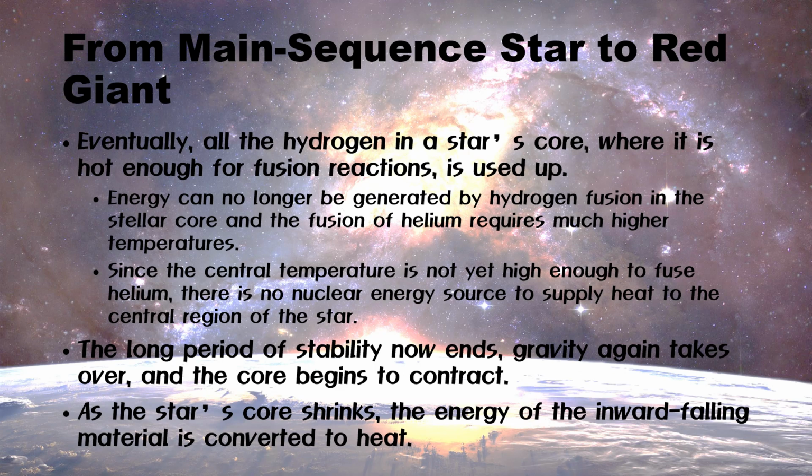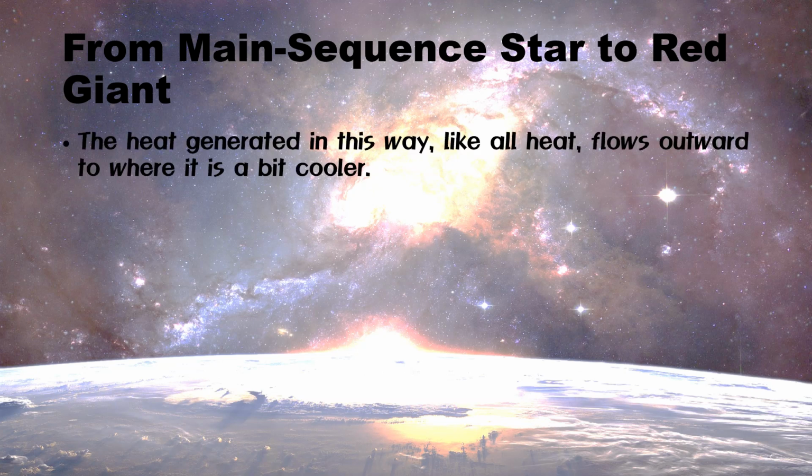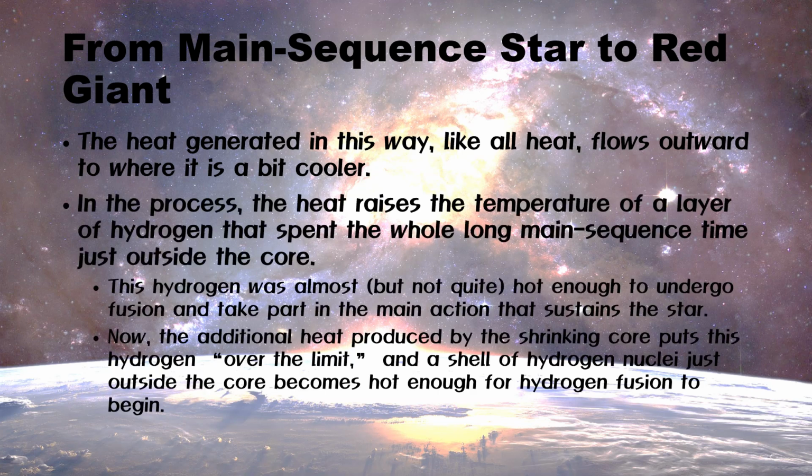As the star's core shrinks, the energy of the inward falling material is converted to heat. So we have that gravitational contraction that is now happening. When we have gravitational contraction, it's important to remember that the heat that we generate, much like all heat, is still going to flow outward to where it is a bit cooler. In this process, the heat is going to raise the temperature of a layer of hydrogen that has spent the whole long main sequence time just outside the core.